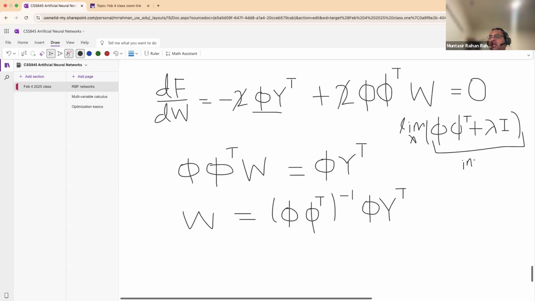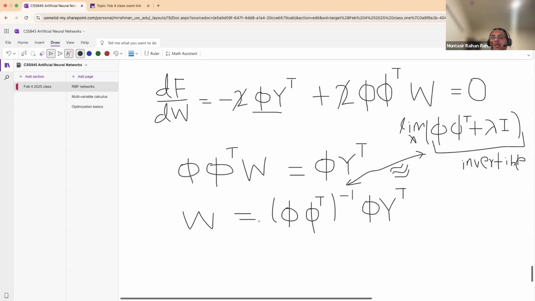That's the trick that we looked at last time, and we can do the same thing in this case if phi transpose phi happens to be singular, right? So basically we add a small lambda and this diagonal matrix to make this invertible. And numerically, it doesn't matter, because this and this are almost the same. It's almost equivalent, but this is going to be invertible.